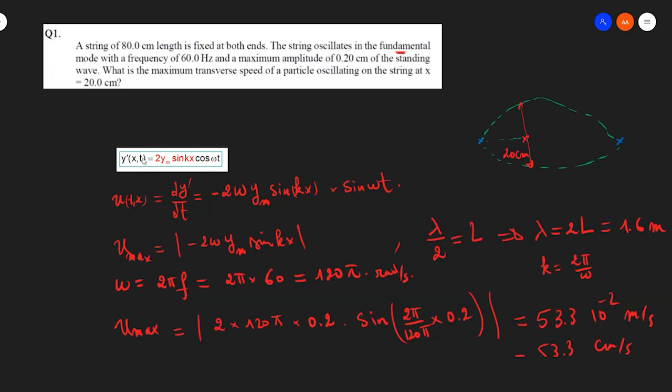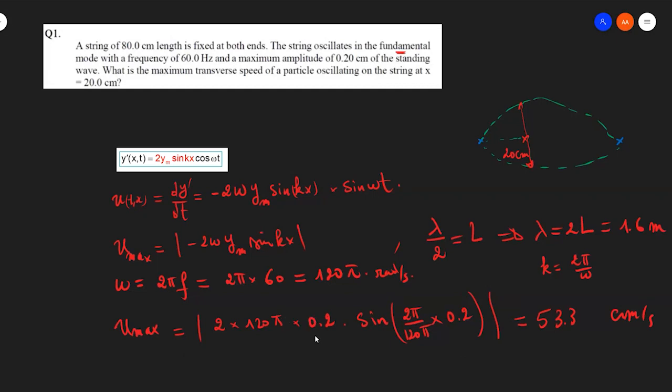The amplitude is 2 centimeters. The amplitude here is 0.2, yes. It's in centimeters. No, in meter, 0.2. Oh, centimeter, probably. I'm sorry. In that case, the result is in centimeter per second. I thought that I had the result in, oh, yes. Sorry about that. So the final result is 53.3 centimeter per second. Yes. Thank you very much.